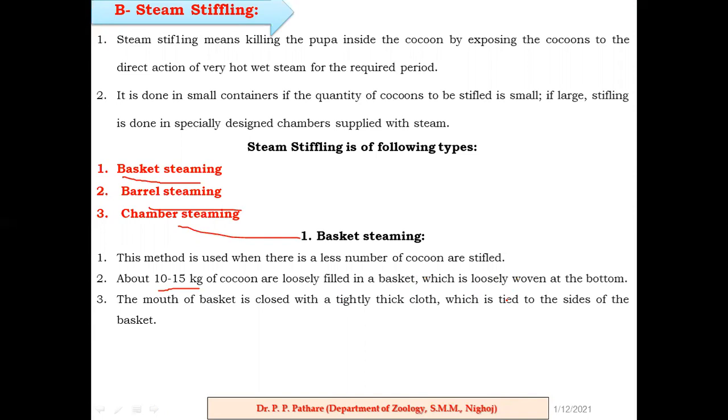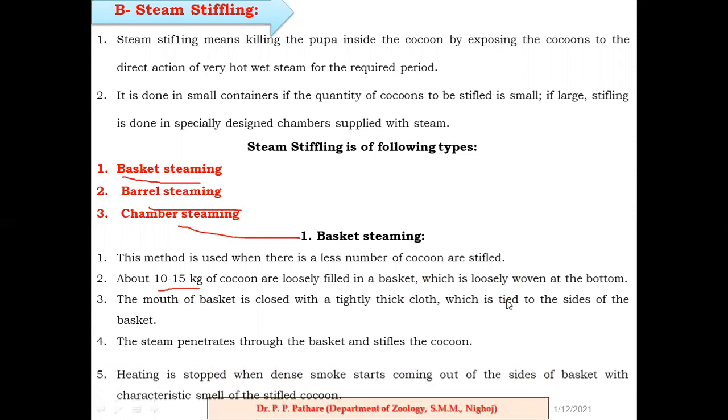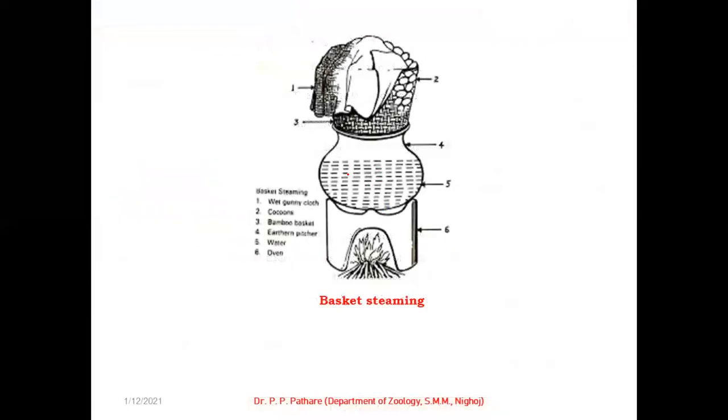This basket, you can just check the diagram. This basket is a wooden basket or a plastic material basket. After heating or burning some materials, the water is converted into hot steam, and this is released into your basket, and this hot steam passes out through the cocoon.